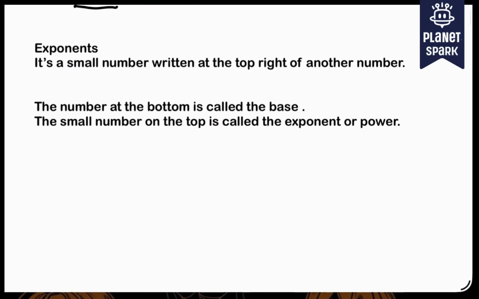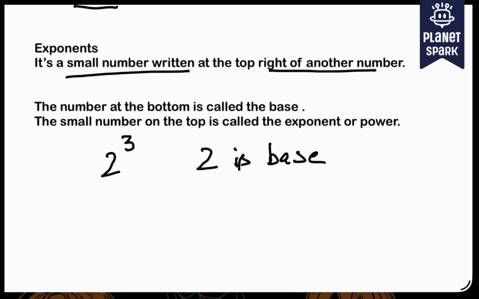What basically are exponents? An exponent is a small number written at the top right of another number. The number at the bottom is called the base and the one on the top is called the exponent. I can read it as 2 raised to the power 3. So 2 is the base, 3 is the power, which I call the exponent.